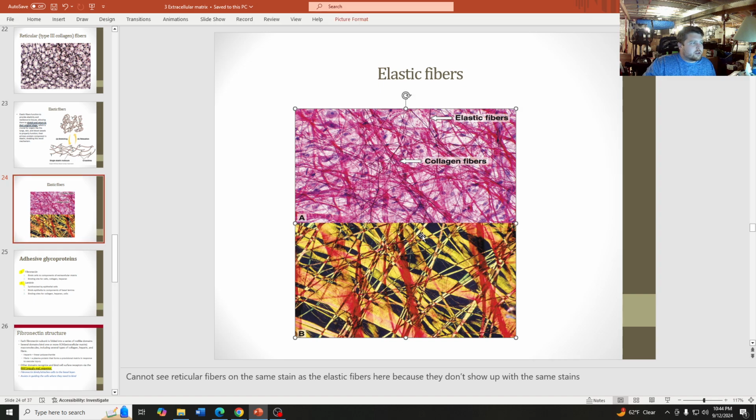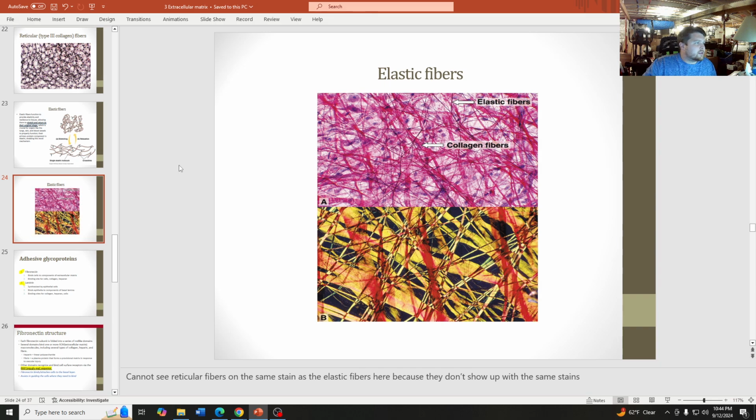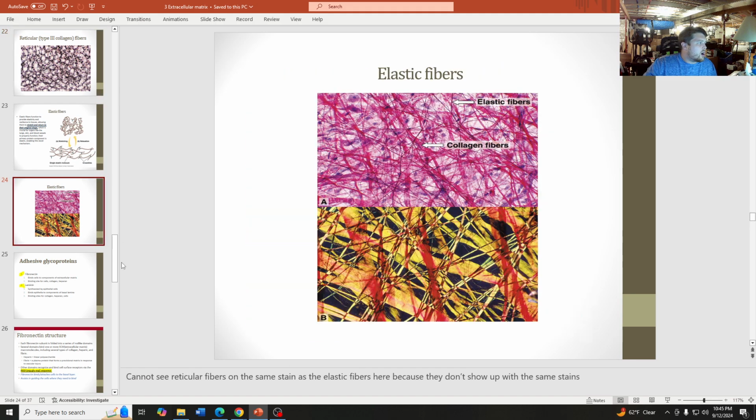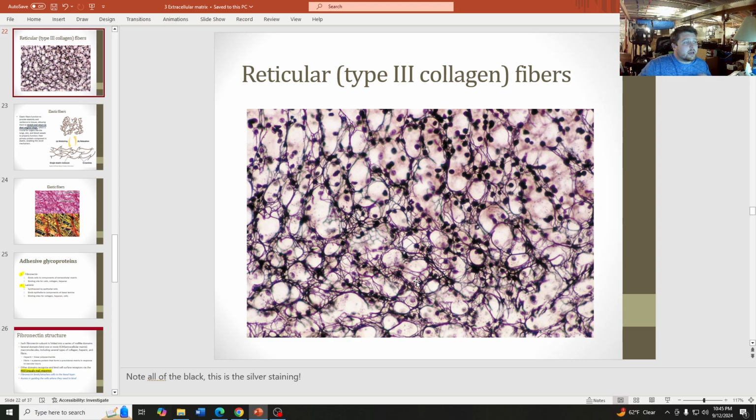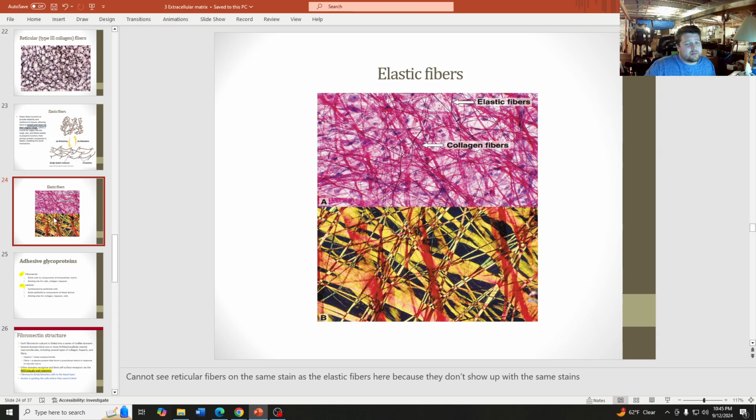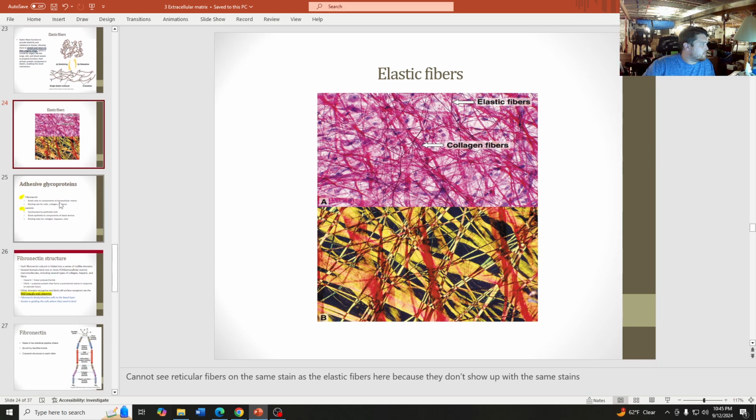There's another potential test question, more on the lab side of things: you need a different stain. You can't see the reticular fibers, like the silver fibers like this, on the same stain as the elastic fibers. So these black guys right in here, these little black lines, those are our elastic fibers. You have to use a different type of stain for those, because they are made of a slightly different material, so they're going to attract different stains.